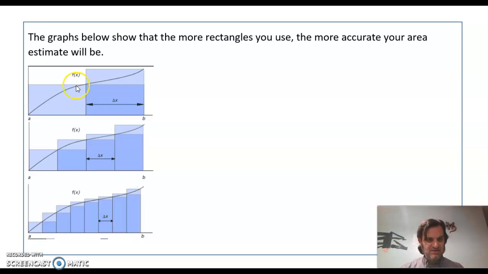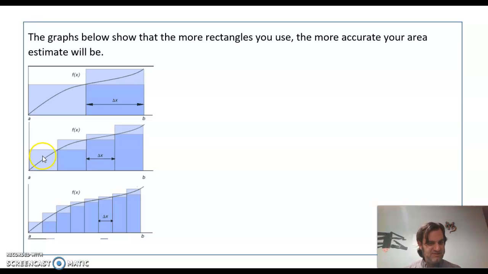So right here, if you look at the light shaded, these are right Riemann sums in the first graph, because they've got the height on the right hand side. And this first one is done using two rectangles. And you can see a lot of space on the outside here. So let's just look at the light ones all the way through. The second graph, we used four rectangles, which gives us a little bit better estimate of what the height of that rectangle would be at a time.